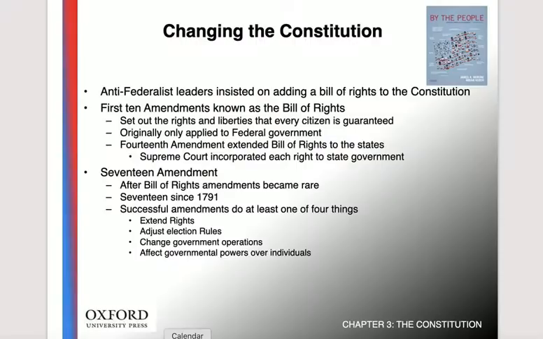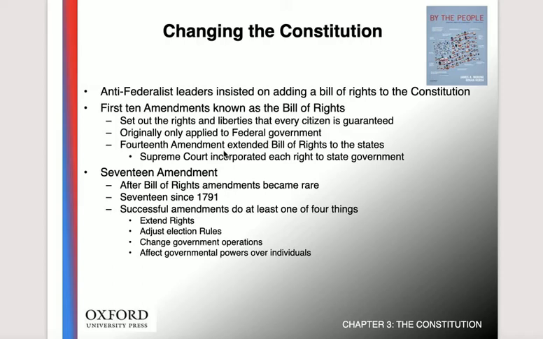All right, moving on. Then the Anti-Federalists, they didn't really want the federal government to have so much power, and they wanted to add a Bill of Rights to the Constitution. This happened after they passed the Constitution, shortly after, within a couple years. The first 10 amendments were known as the Bill of Rights, and it set out the rights and liberties that every citizen is guaranteed. And it originally applied only to the federal government.